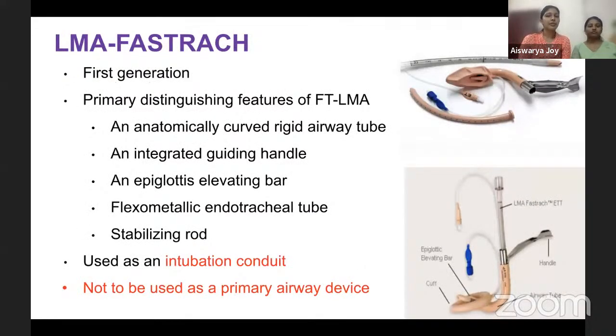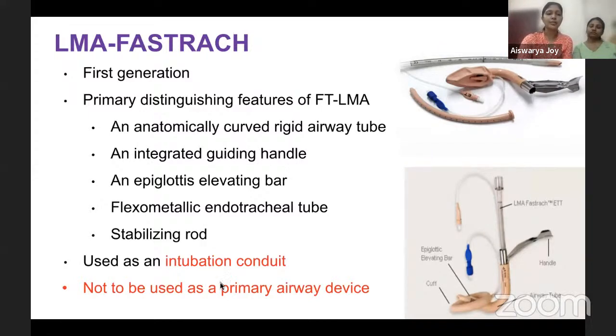Next is LMA Fastrach. It's a first generation LMA, and the features are an anatomically curved rigid airway tube, an integrated guiding handle, an epiglottis elevating bar, a flexometallic endotracheal tube, and a stabilizing rod. The black line on the endotracheal tube corresponds to the epiglottis elevating bar. This is used as an intubation conduit, and after intubation, the LMA Fastrach is removed.